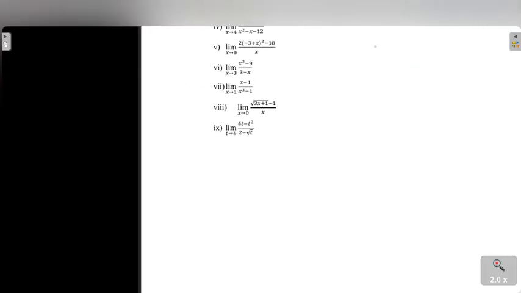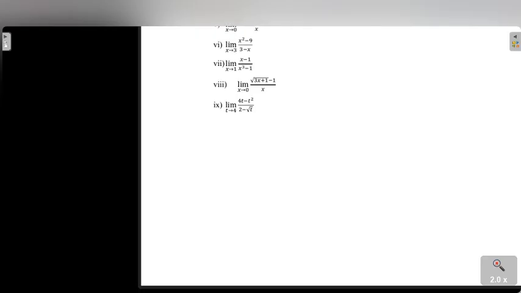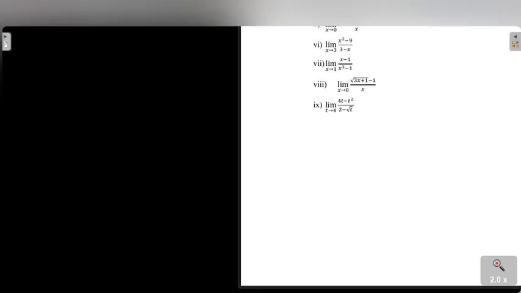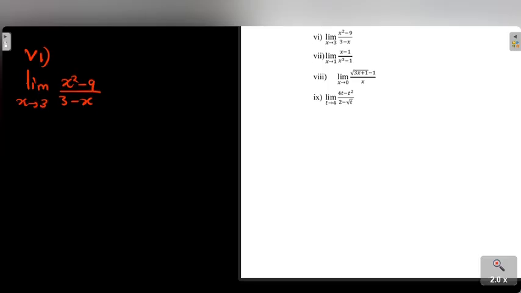Then we have our party. That is party 6. So for party 6, what we have is the limit of x squared minus 9 over 3 minus x as x approaches 3. So we need to evaluate this limit. So what we are going to do is test with the denominator, because now we have a fraction.